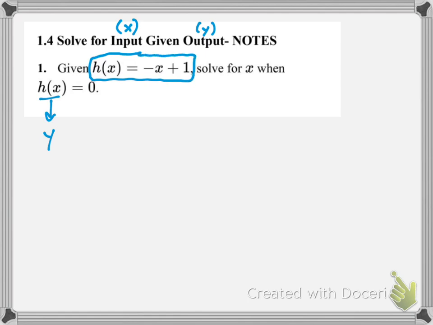In the first three sections, all we did was plug in for x and we were fine. Now they're telling us h of x equals 0. So that means this whole thing right here is 0. So 0 equals negative x plus 1. So now we have to solve an equation, okay? So we want to get x by itself. So this is what we want, all right? Two-step equation.